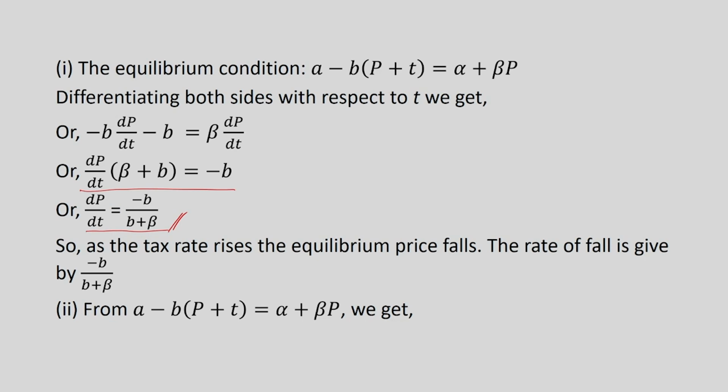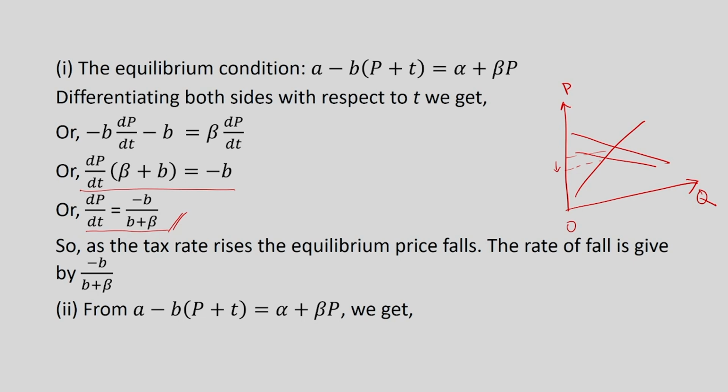You can actually imagine this in terms of a diagram, where you have P and suppose this is Q, and you have this supply function and this demand function. The demand function is shifting downwards as t is rising, and therefore the equilibrium price is declining. So, that is it.